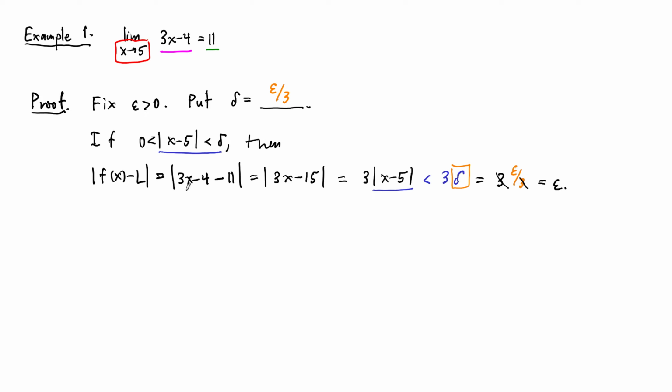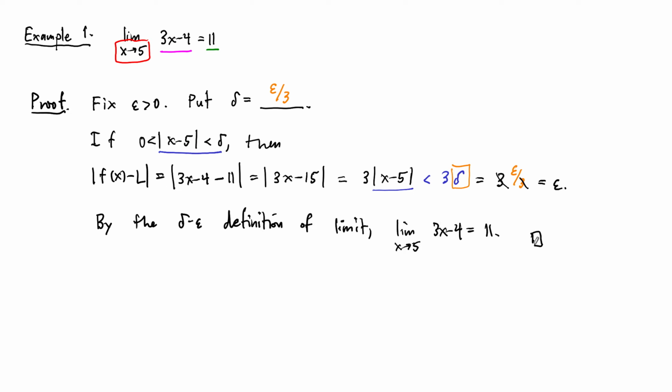then our function 3x minus 4 minus our limit 11 is less than epsilon. This less than symbol rules. Now we have to state our conclusion of this proof. So by the delta epsilon definition of limit, we have shown that the limit as x approaches 5 of 3x minus 4 is equal to 11. That's the end of the proof. We put this little box, and I always like to add a smiling face. So there's a delta epsilon proof that the limit exists.